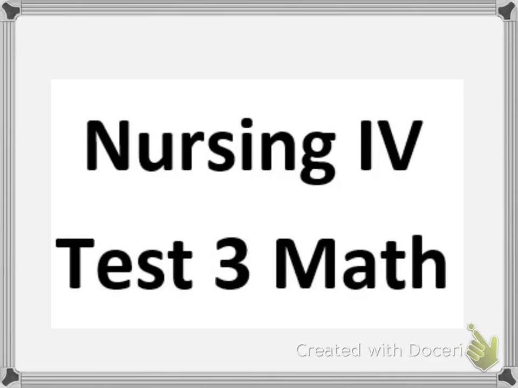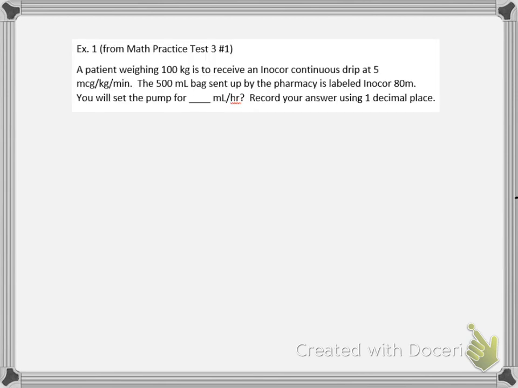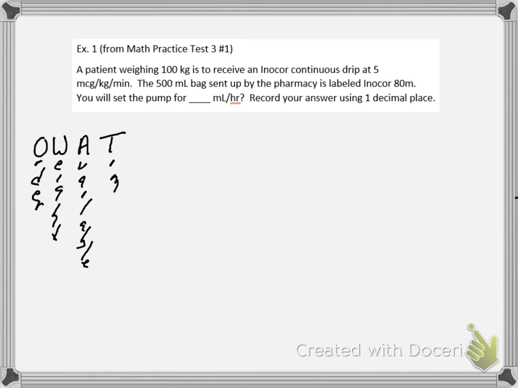This Docere presentation is on the type of math problems you may see in Test 3. With these types of problems, it's easy to use a mnemonic, which is OWAT, O-W-A-T. The O stands for the order, the W stands for weight, the A stands for the available, and the T stands for time, as in a time conversion.